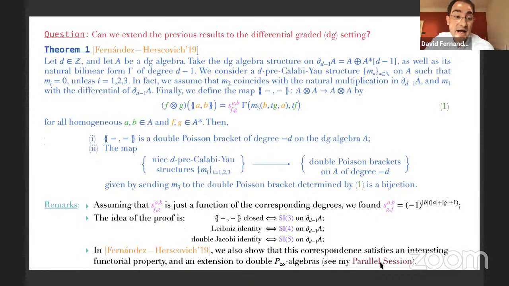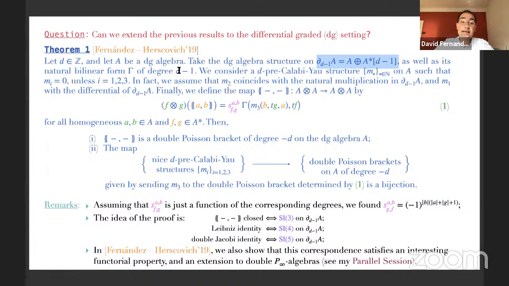Now, we want to extend this result to the differential graded setting, if it is possible. And in fact, it is possible. And this is the first main result of this talk. Let me fix, as usual, D an integer number, and let A be a differential graded algebra. Okay? This is very important. A will be a differential graded algebra. Take now the natural structure of differential graded algebra on A plus A star, as well as its natural bilinear form, which is of degree D minus one.